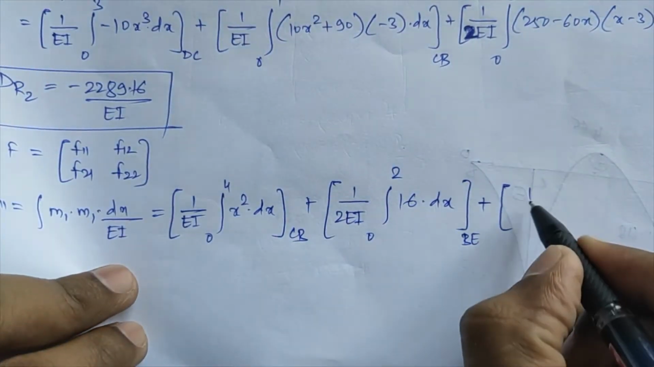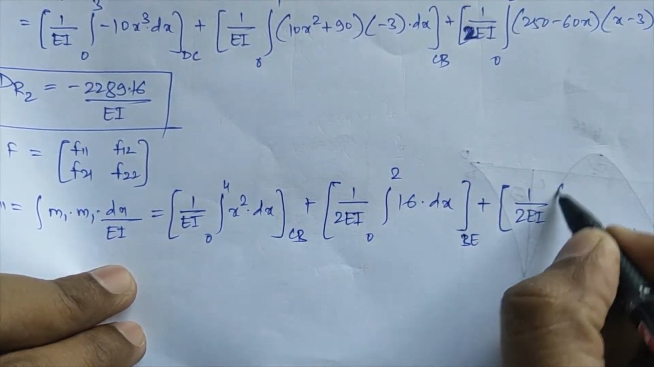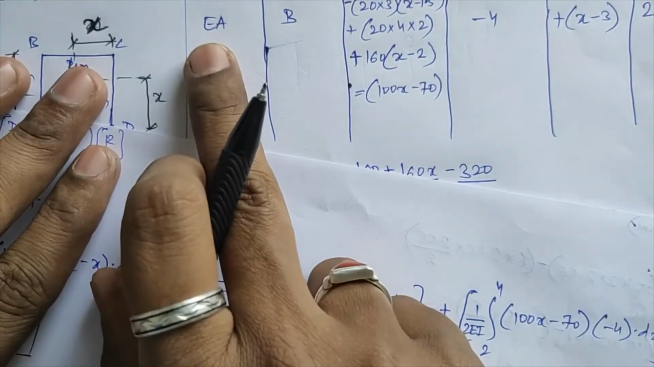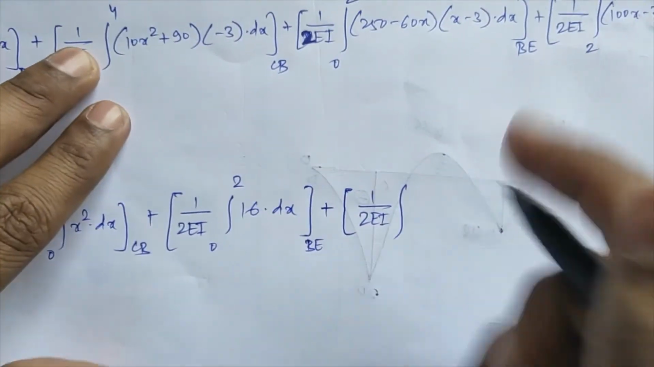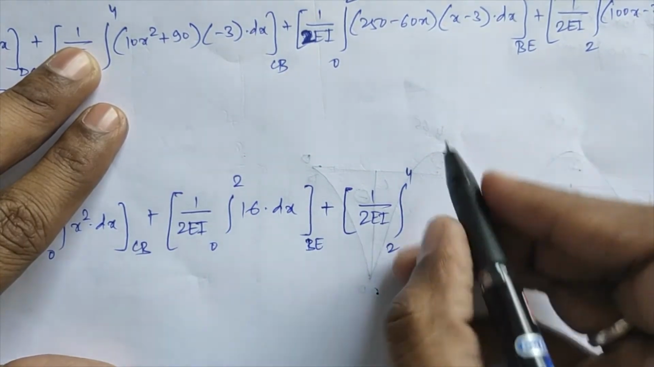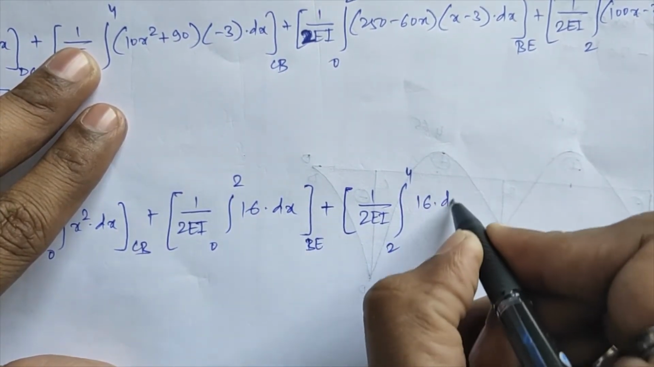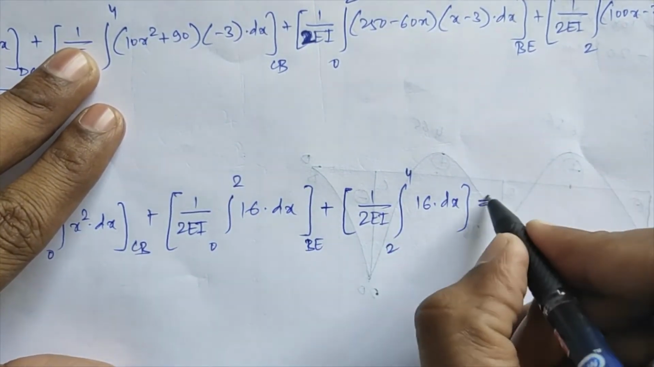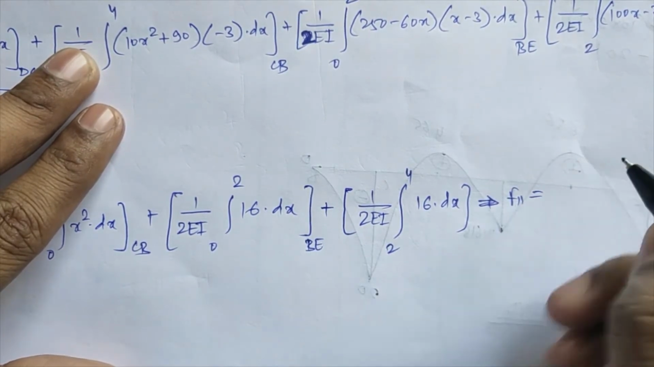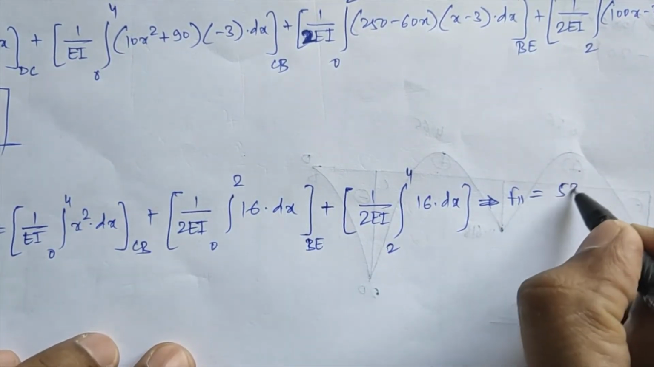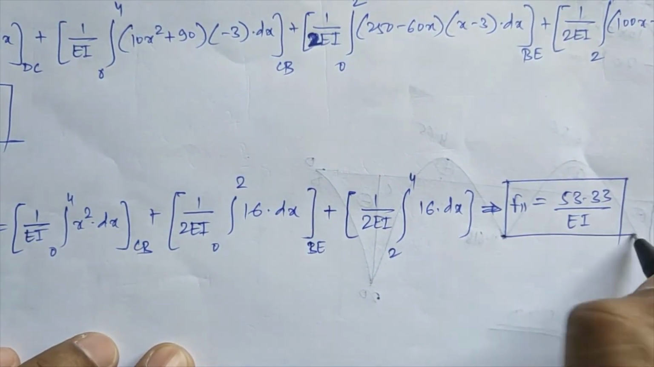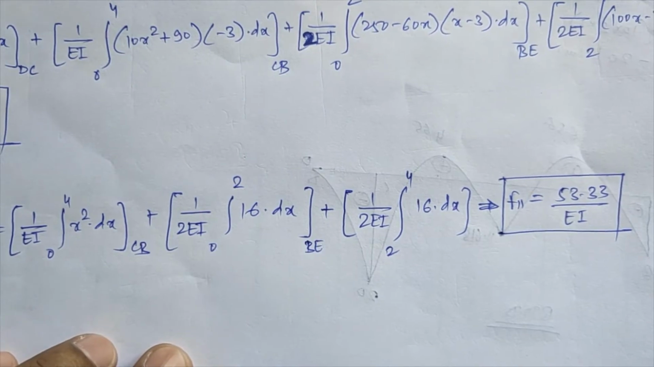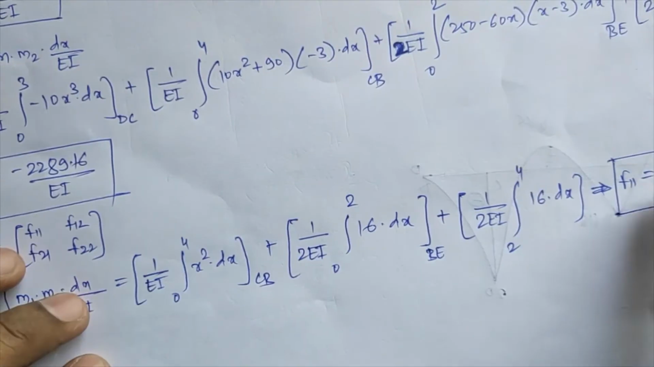Next, 1 upon 2 EI again as it is, for the last portion EA we will solve. Again I am getting minus 4 within limits 2 to 4 and the EI value is 2 EI. So 1 upon 2 EI, limits of integration from 2 to 4, 16 into dx. If you solve this, I have got f of 1 1 equal to 53.33 upon EI.